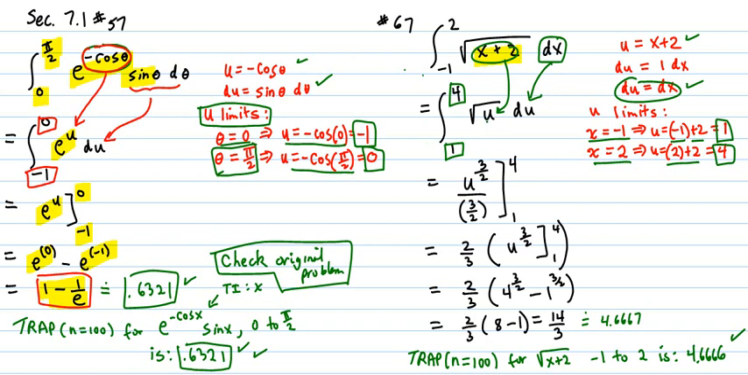So you antidifferentiate the square root of u, which is u to the 1/2, so it's u to the 3/2 over 3/2, evaluated at 1 to 4. So that's 2/3 factored out of the evaluation. Stick in the numbers, work it out, you get 14/3 exact value.